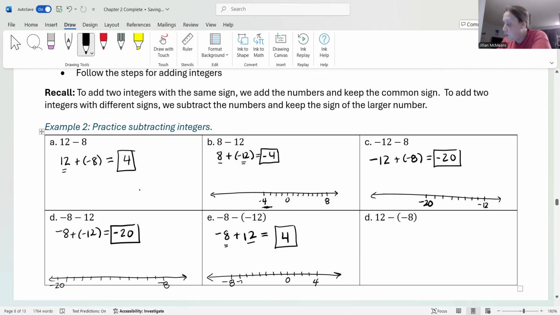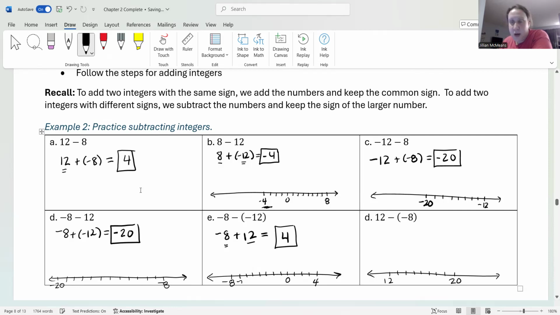Okay? One more for this example. We have 12 minus -8. So we can think about this on a number line. We start at 12, and remember, when you subtract a negative, it has a positive impact. You want to move to the right. So we want to move to the right 1, 2, 3, 4, 5, 6, 7, 8. Well, that puts me at 13, 14, 15, 16, 17, 18, 19, and 20.